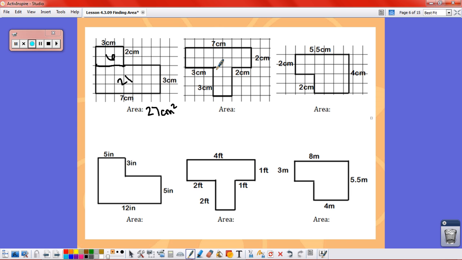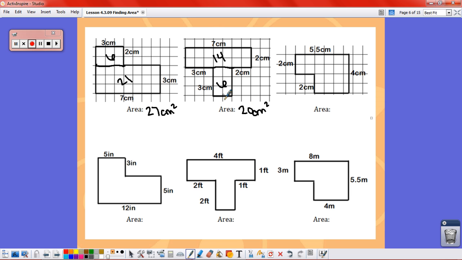I can cut this one off here. 7 by 2 is 14. And this is 3 tall and 2 wide. 3 times 2 is 6. 14 and 6 is 20. The hardest part is finding the correct dimensions to use, honestly.